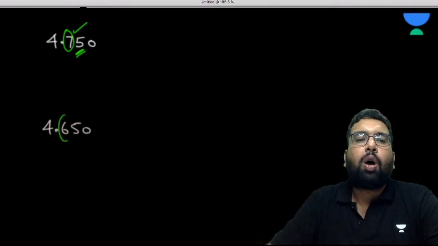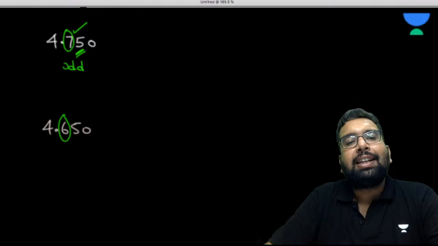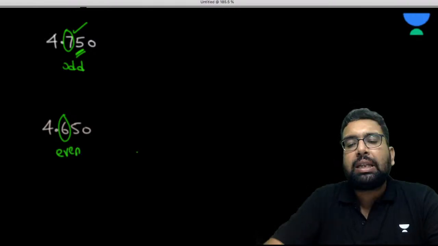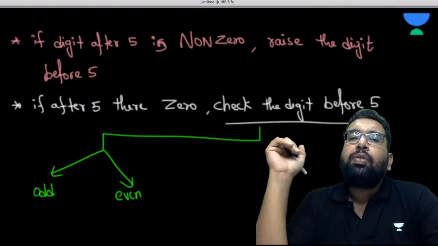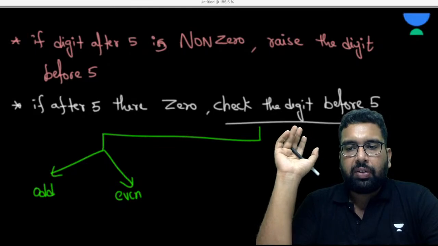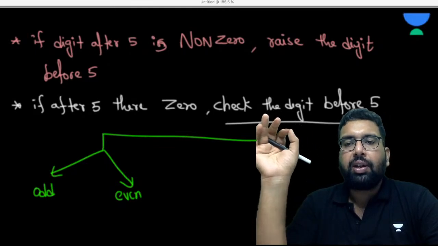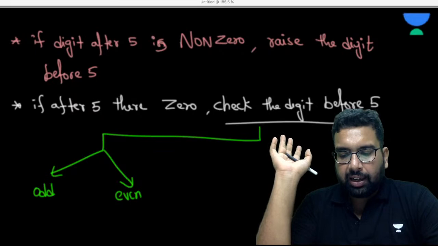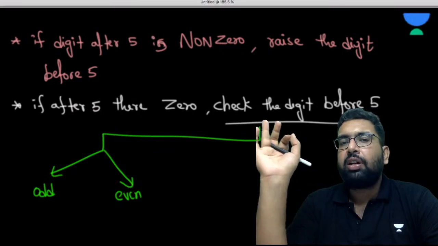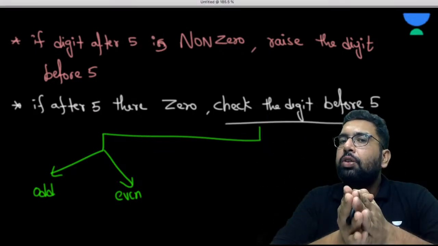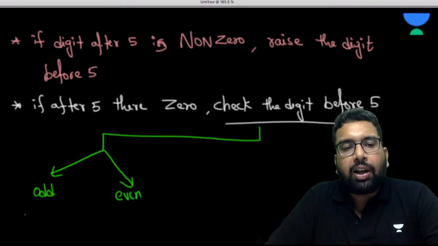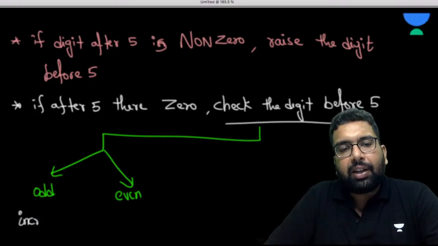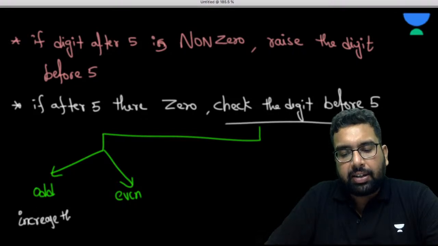So this is odd, obviously, and this is even. Now please try to understand this. In the case where after 5 there is a 0, you look at the digit before 5, and if it is odd, increase that digit by 1.